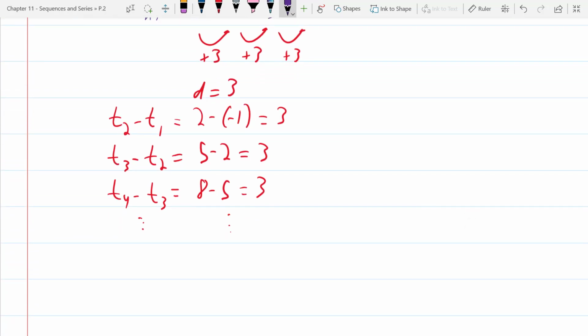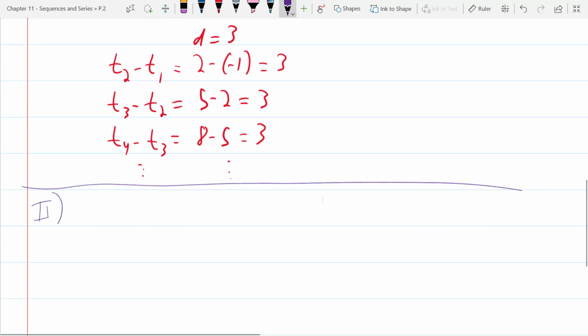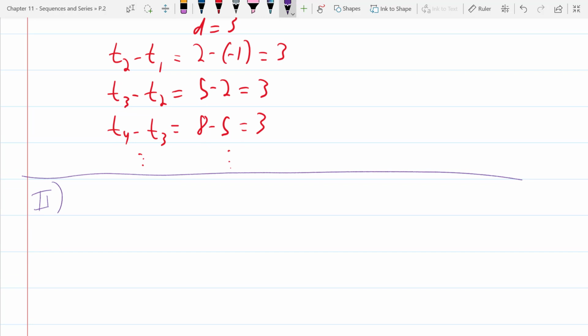Okay. Second example, Roman numeral 2. I'm going to give the sequence 7, 4.5, and 3.